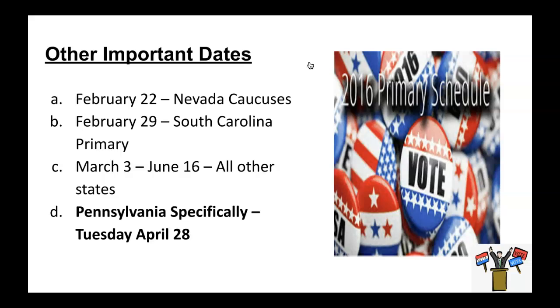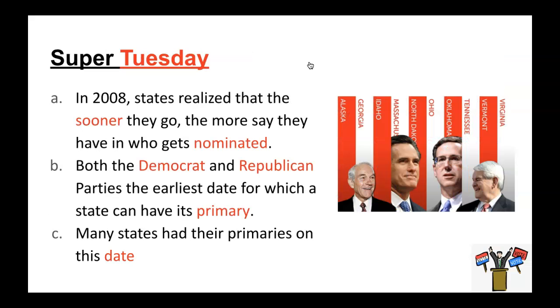Here are some other important dates that you guys should keep in mind for the future. So Nevada actually has their caucuses on February 22nd of this past year. South Carolina had their primary later, and then later on, between March and then June, all other states had their primaries too. Pennsylvania's primary specifically is Tuesday, April 28th, and in many ways, Pennsylvania is sort of in the middle range of where all the states are. But different states can advocate for better placement in the primary season to decide early on who the nominee should be of that party.